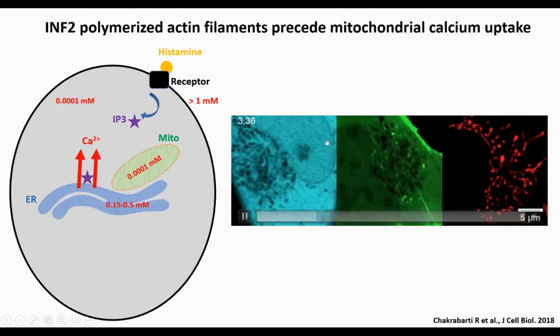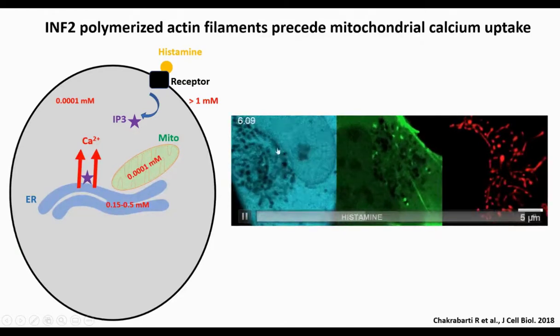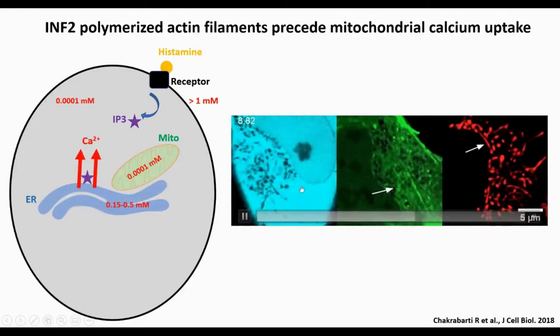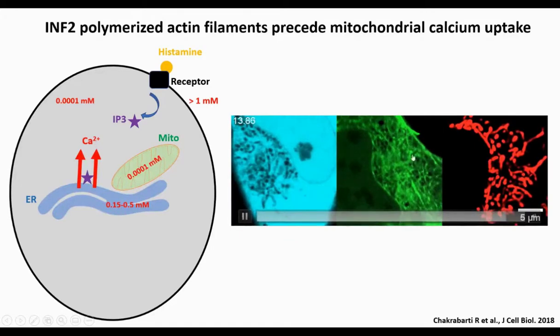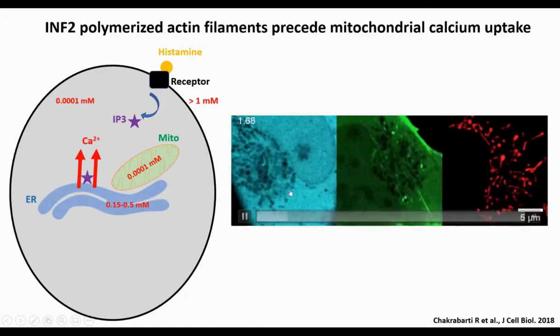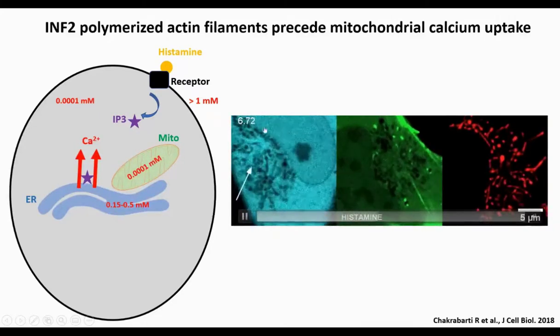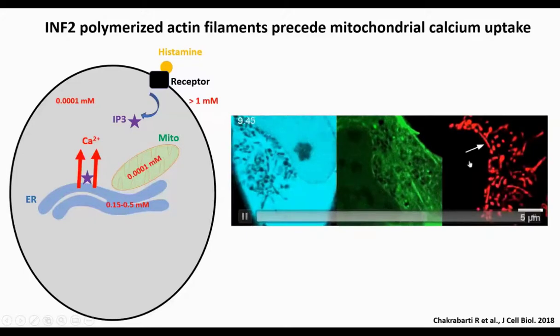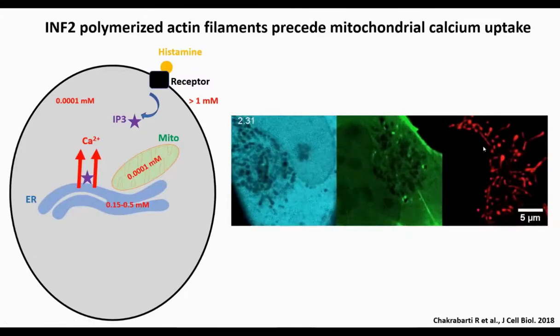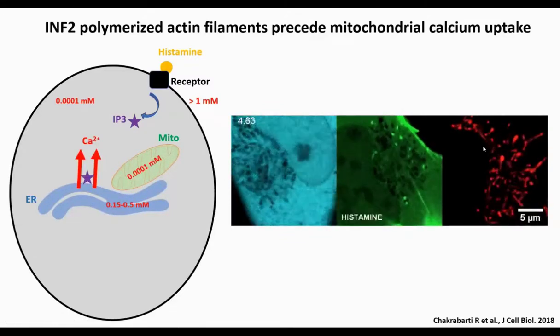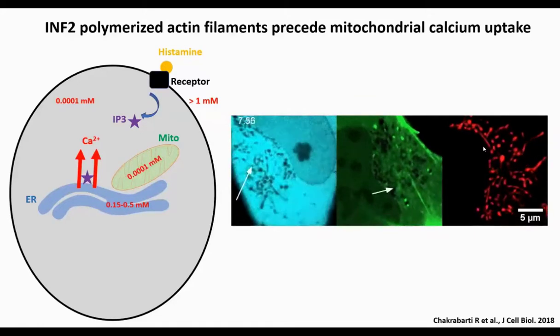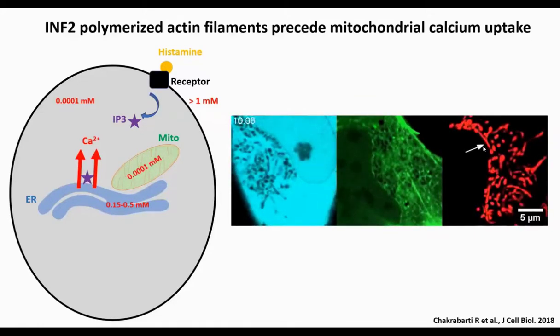So I'll play the movie. I'll add histamine right over here, and then you can see it rises over here and then spreads out into the whole cell, which is followed by the actin response in green and the mitochondrial calcium uptake. I'll play the movie once more. We add histamine right over here, the calcium comes up, the actin comes up after that, and then the mitochondrial calcium goes up. So even when we specify the calcium source, we see a similar trend where the cytosolic calcium goes up first, followed by the actin response, and followed by the mitochondrial calcium uptake.